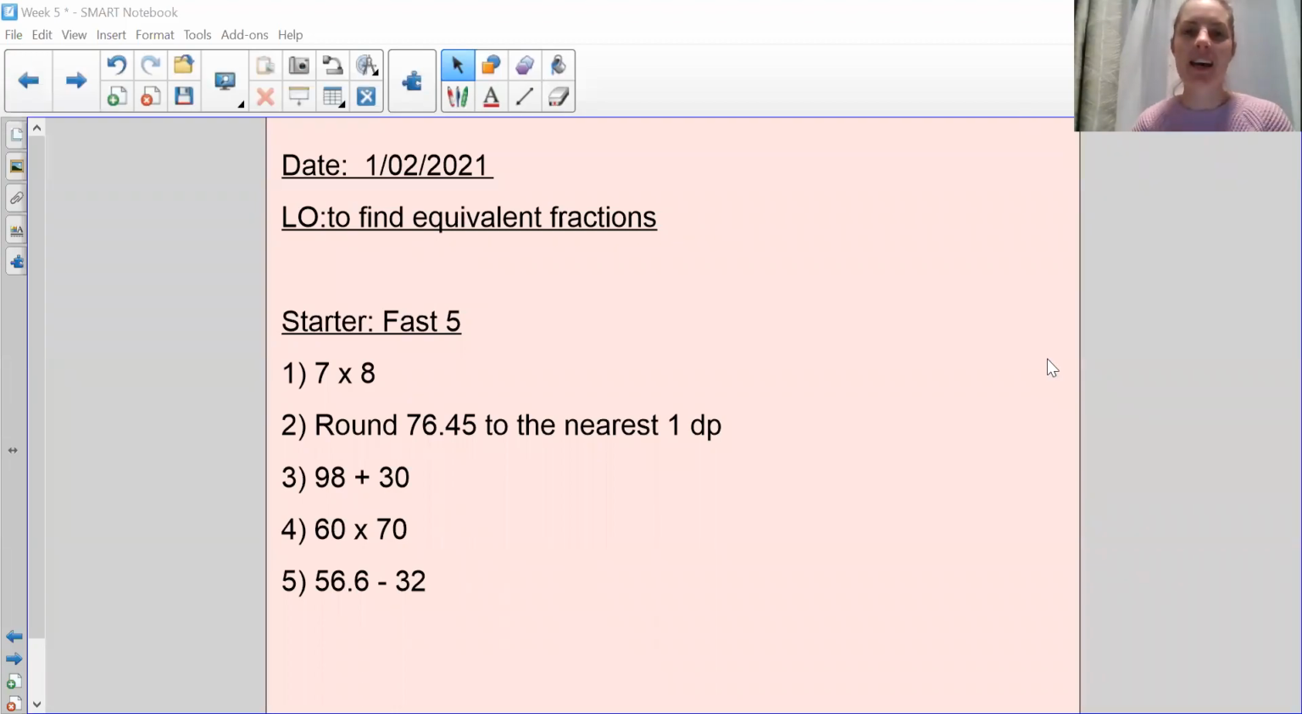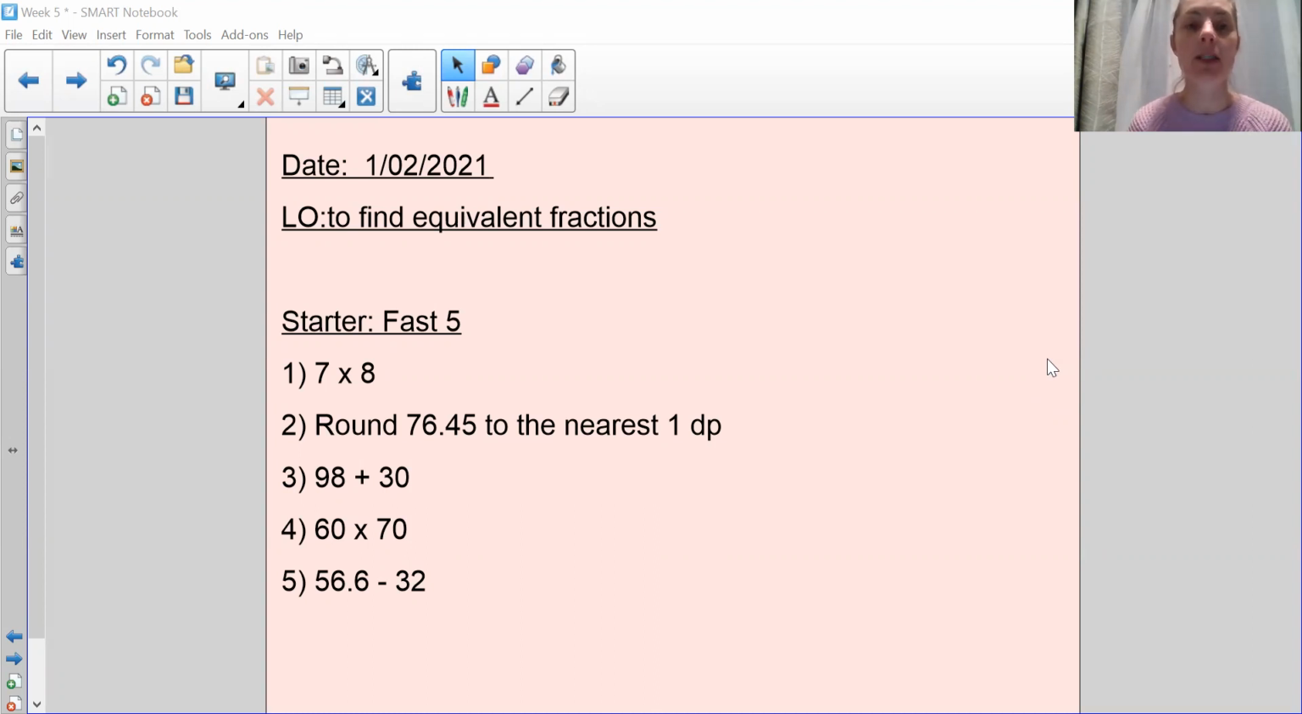Hello, Year 5s, and welcome to your maths lesson. Please make sure that you have everything ready. You will need a piece of paper and a pen or a pencil so that you can do your starter and any bit of working out when we're looking at the inputs, all right?